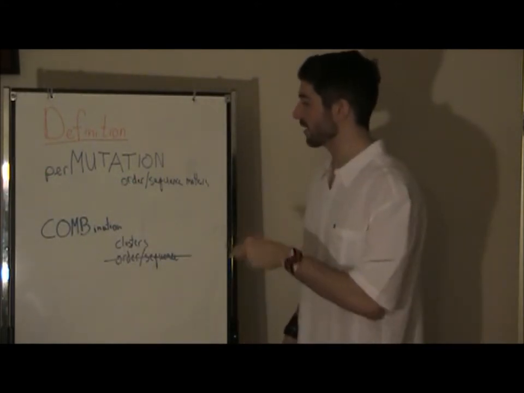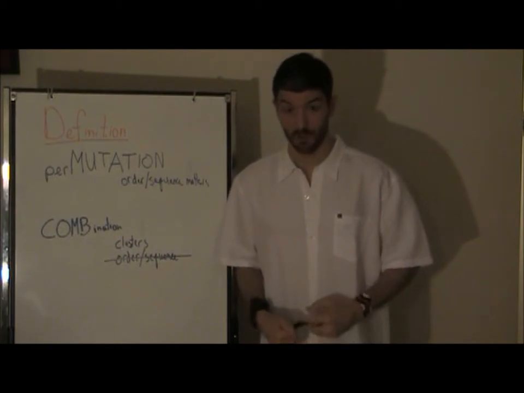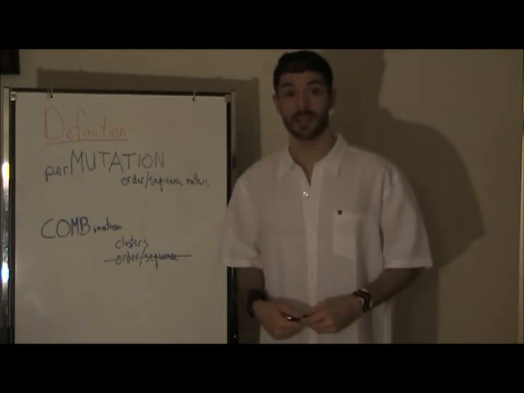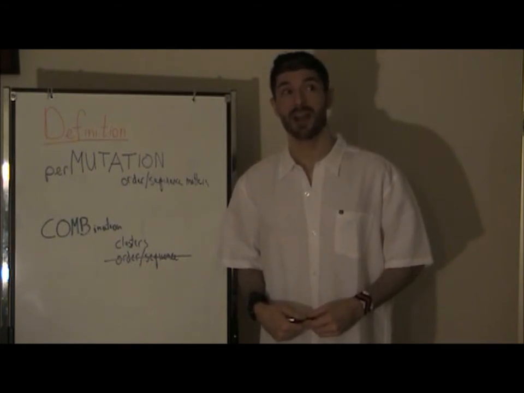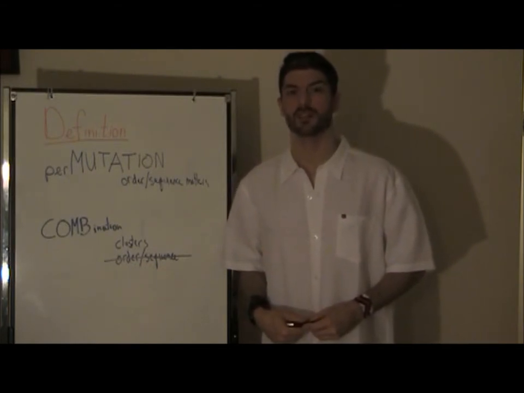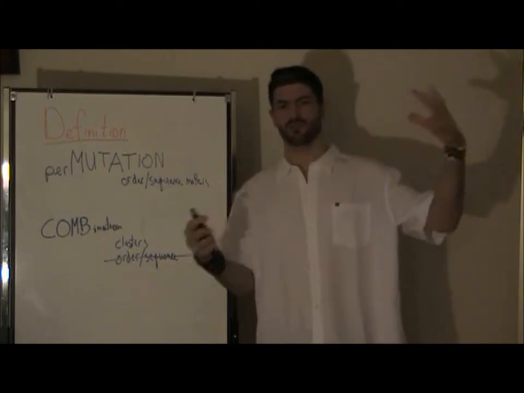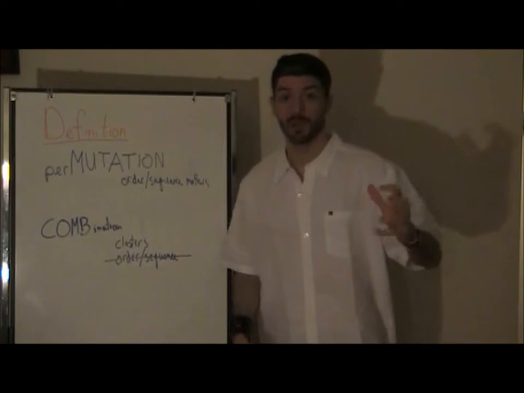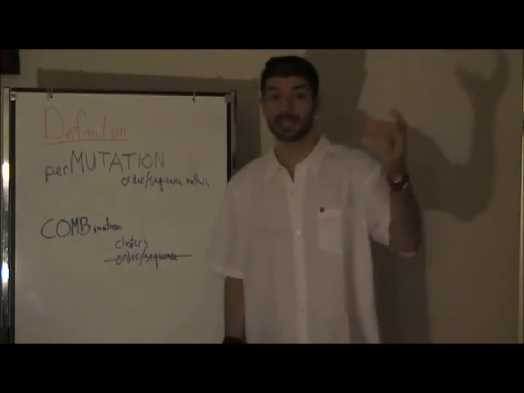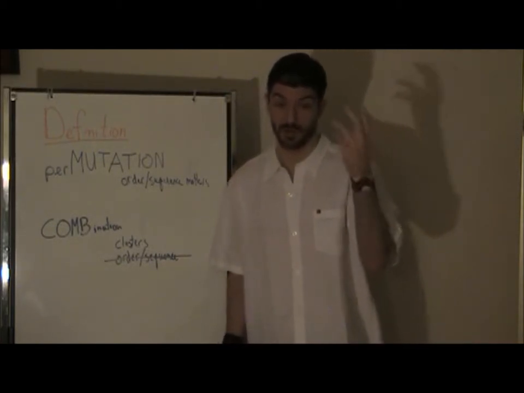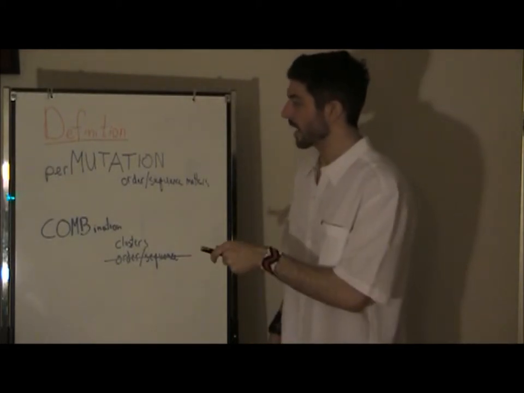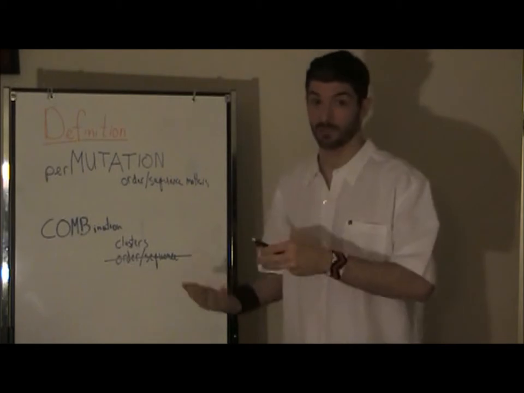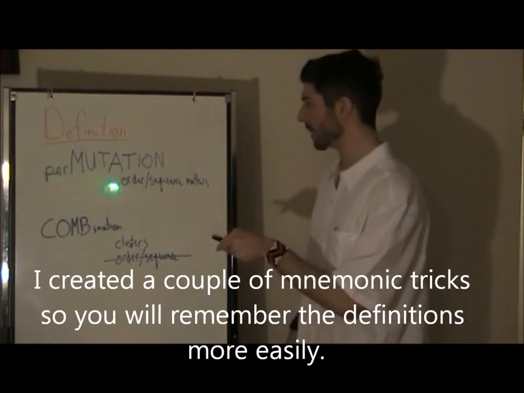Now, when I was studying mnemonics, one of the main things you learn is that when you have something very peculiar, very weird, very grandiose, or freakishly small, or something very abnormal in the memory, it's more easily recalled and more easily stored in long-term memory. So that's what I've done with these mnemonics for remembering the difference between permutations and combinations.